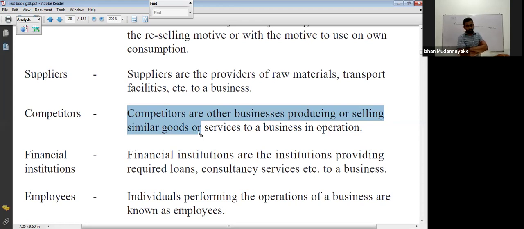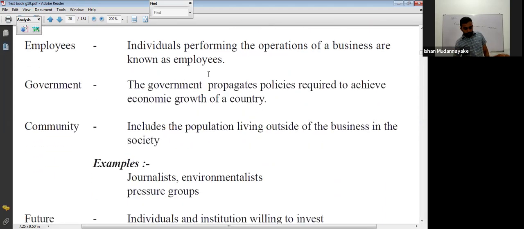Okay, competitors. Right. Next one, financial institutions.